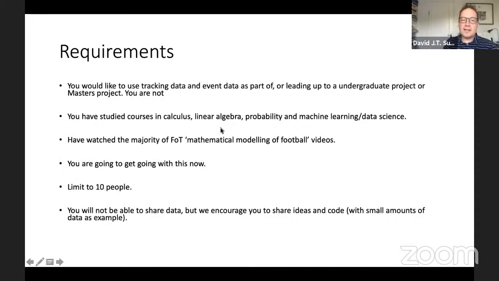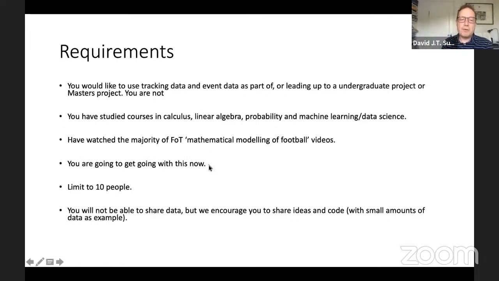So you should have studied some basic maths courses which are needed for analyzing this type of data, although it turns out everybody working for clubs doesn't know any calculus and doesn't seem to think they need to know any calculus, we found out last week. But you should know things like calculus, linear algebra, probability, or the machine learning data science approach to these types of things. I've also got this requirement: you should have watched the majority of the Friends of Tracking mathematical modeling of football videos. This is to do research after you've watched those things.